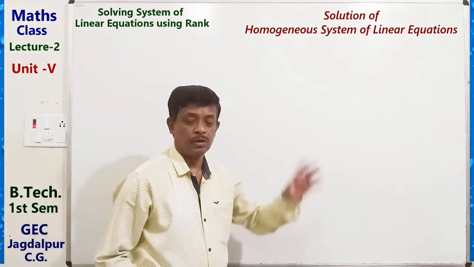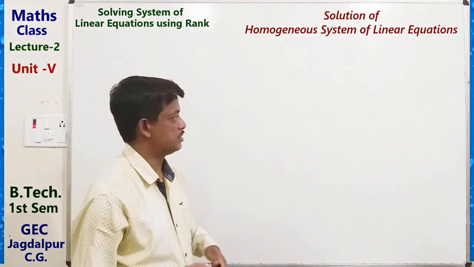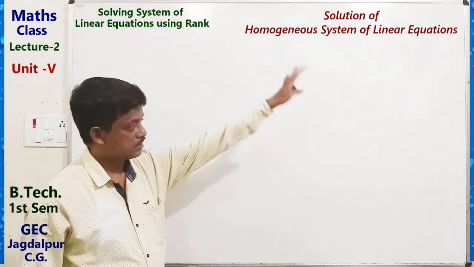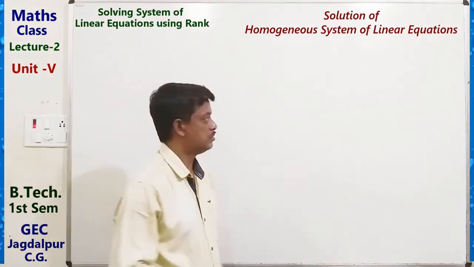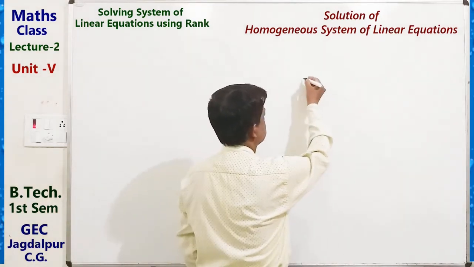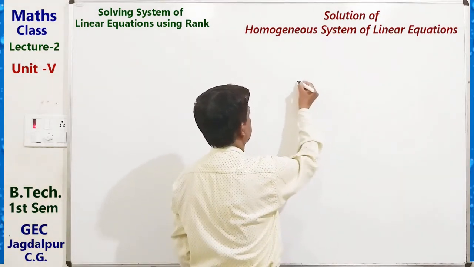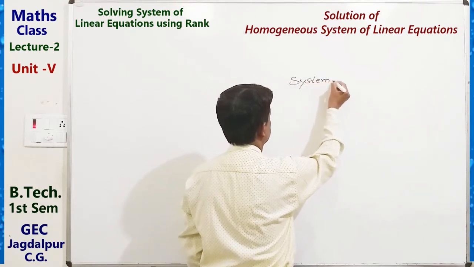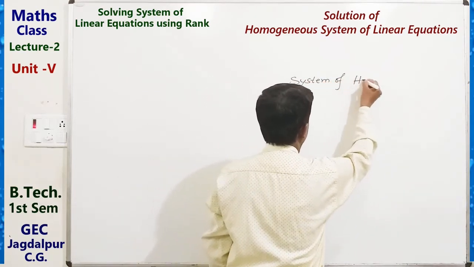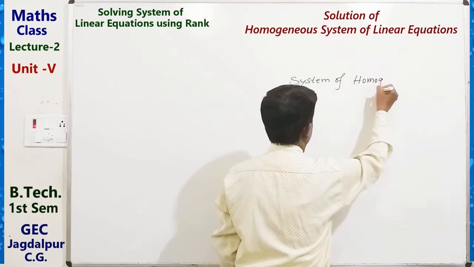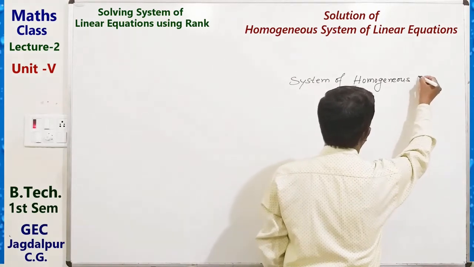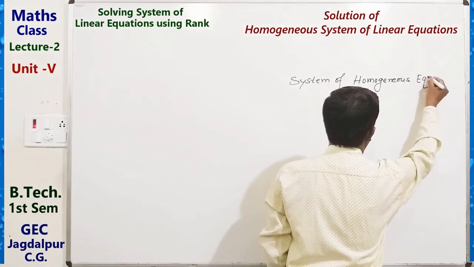Now, homogeneous system of equations. Homogeneous system of equations means the right hand side has 0.